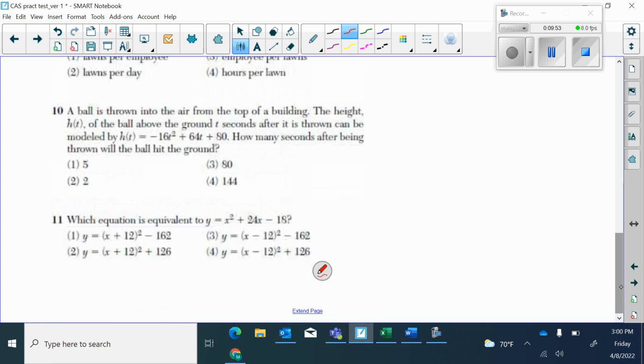Okay, a ball is thrown in. Okay, you're guaranteed to have this on the DCAS. Guaranteed. It'll just be different numbers. Okay, it'll just be like this. All you gotta do is look at the equation. Okay, it's quadratic. We just got done doing quadratics.